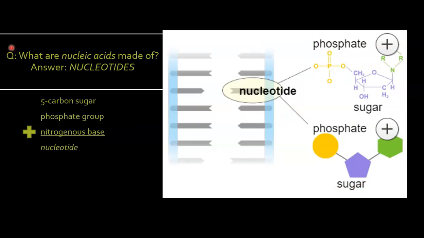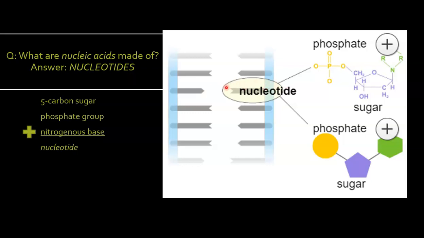So the question is, what are nucleic acids made of? And the answer is nucleotides. So that's a new word for you, nucleotides. And those are what the big nucleic acid is made of. So a big strand of DNA or a big strand of RNA is made up of a bunch of nucleotides.